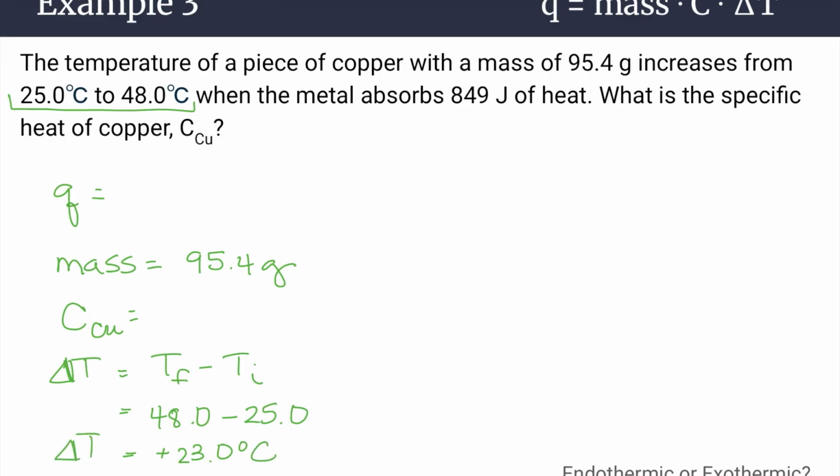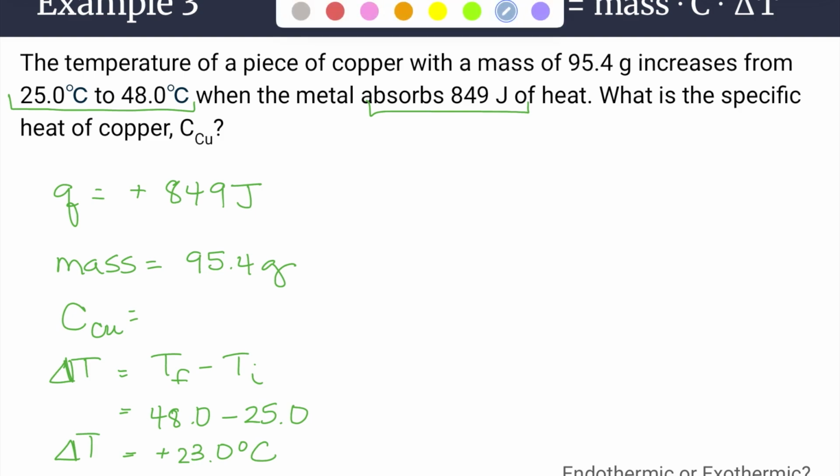When the metal absorbs 849 joules of heat, well, absorbing is positive, so positive 849 joules. And you'll notice again that we've got a positive Q and a positive delta T. So those are going to match our mass and our C value. Those don't have a sign, a positive or a negative value to them. And then we are looking for the specific heat of copper.